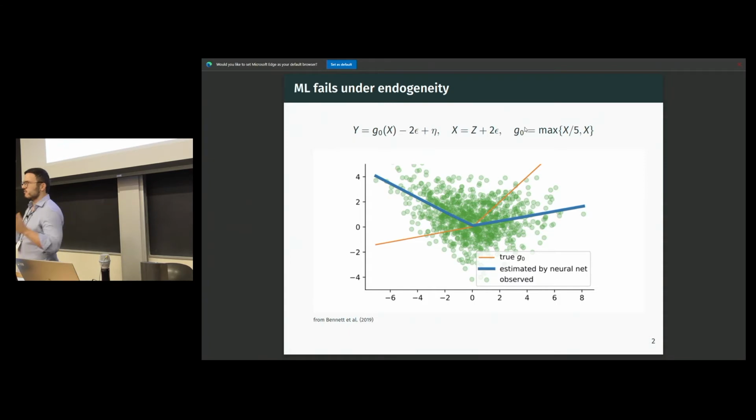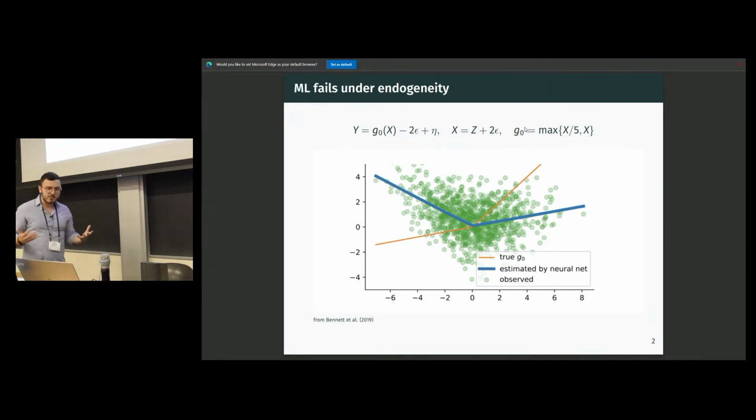We can't just take an off-the-shelf machine learning algorithm and apply it to an endogenous scenario and actually expect it to perform well. In this simple example, the green dots are data points, and the true structural function is this orange line. If we use a standard neural network to estimate such a model, we'll get this blue line, which obviously does not capture the underlying structural function. What it does instead is just fit the data. But that's what we should expect from a machine learning algorithm. It just fits the conditional expectation based on the assumption that the error term is either independent or at least exogenous with respect to the features that you use.